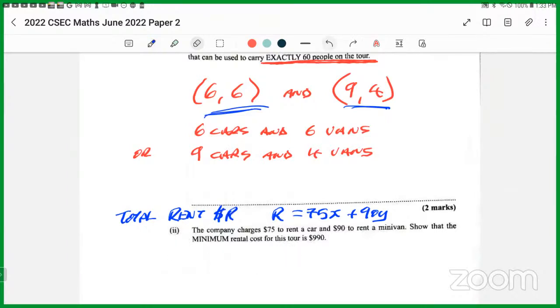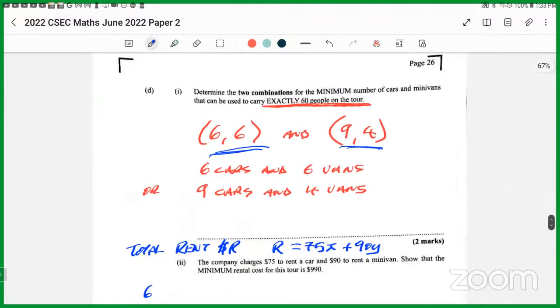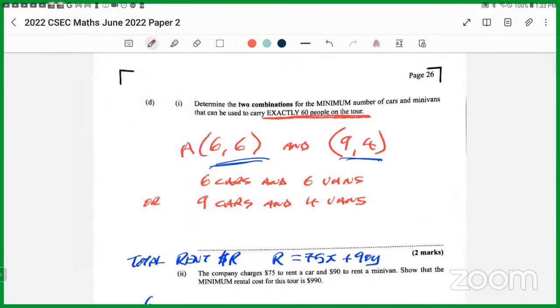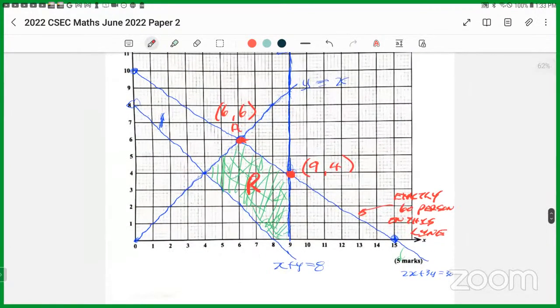Which of these two points is going to give you the minimum rental cost for the tour? Let's do 6-6 first. Let's call this A and this one B, and label them on the graph so we have a reference for them. So this one is A, this one is B.